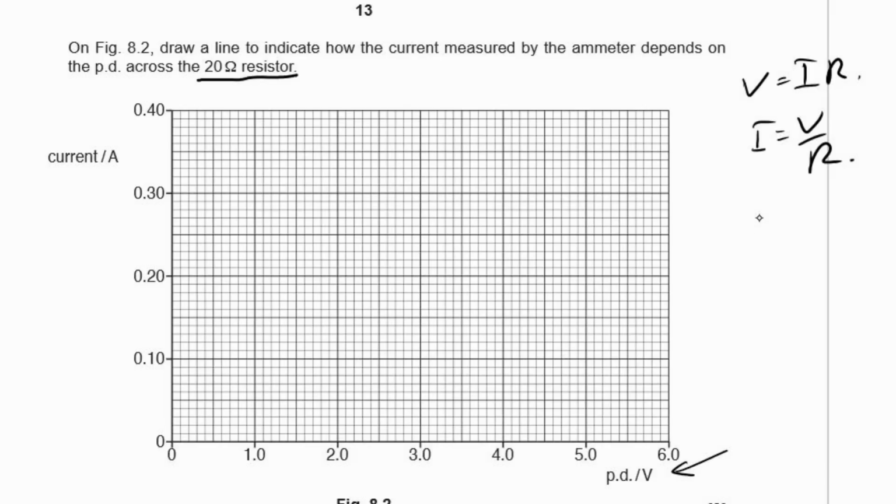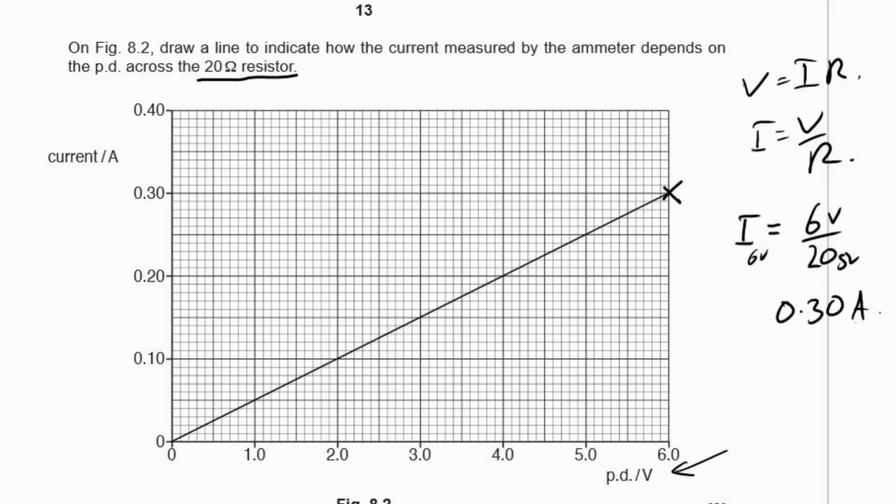Now I know it's going to be a straight line graph, so what I can do is just find the value at 6 volts and draw a straight line from 0, 0 all the way up to whatever value that is. So let's put this in. I at 6 volts would be equal to 6 volts divided by our 20 ohm resistor, and that would give us a value of 0.30 amps, obviously. Make sure to put that in. So I'll put a cross up there for that point, and then draw a straight line between 0, 0 and that point.